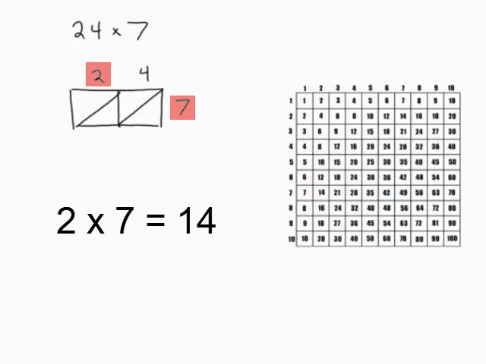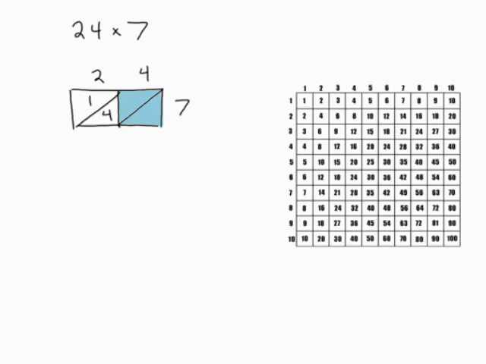So we need to write the number 14 into the box on the left. The tens digit is a 1, and so this goes in the top left. The ones digit is a 4, and so this goes on the bottom right. Now we move to the next box.